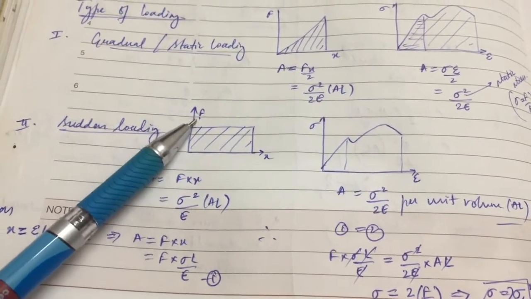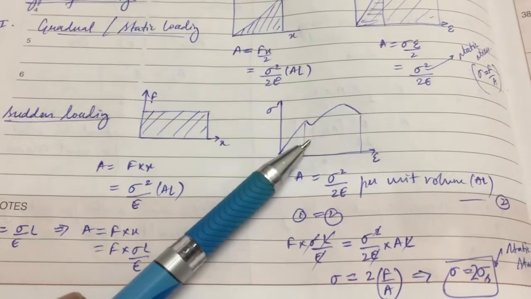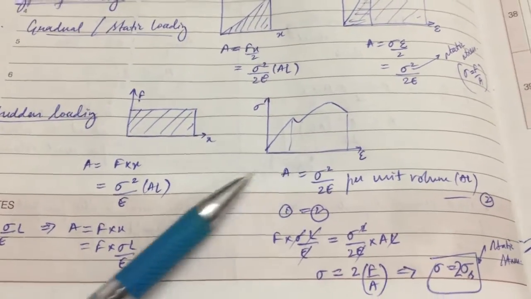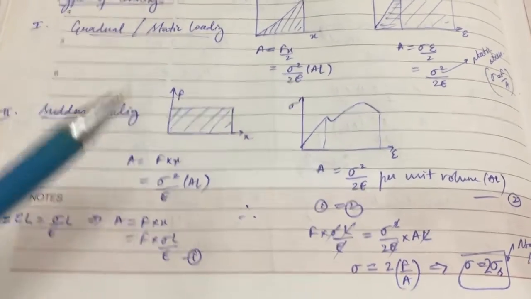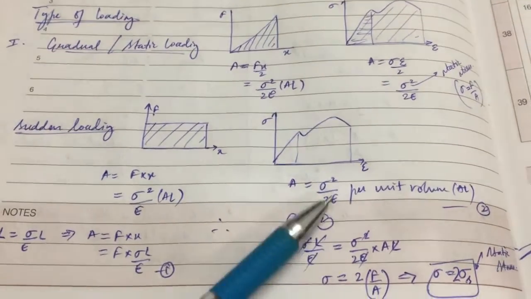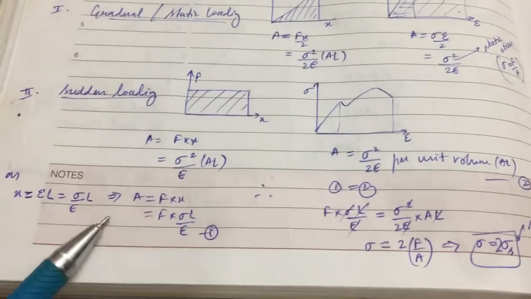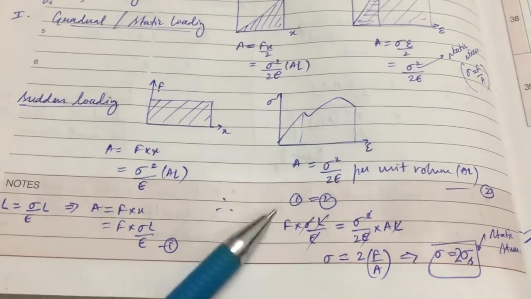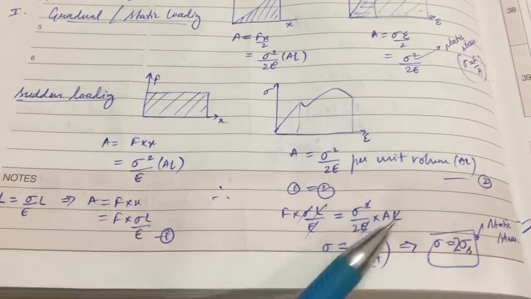So this is the load-deflection curve, and this is the stress-strain curve, which doesn't depend upon the loading conditions. From this curve we will get the area as this, which is quite different from this one because the area is different. But here the energy is the same. When we equate it, we will see that the energy, the area of this area and this area, both are the same.